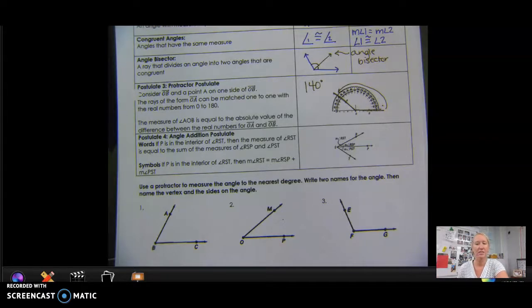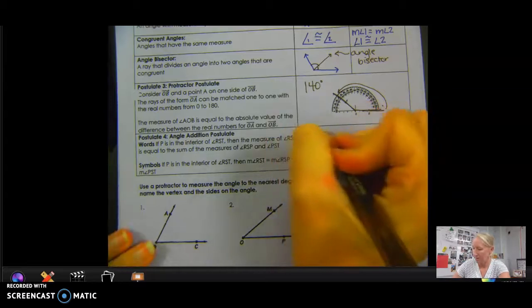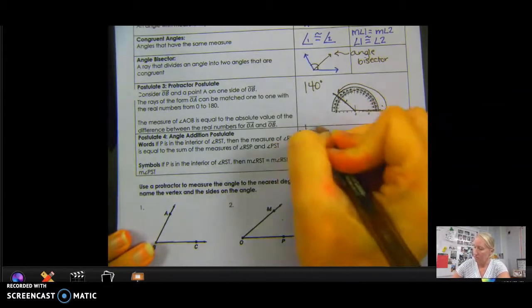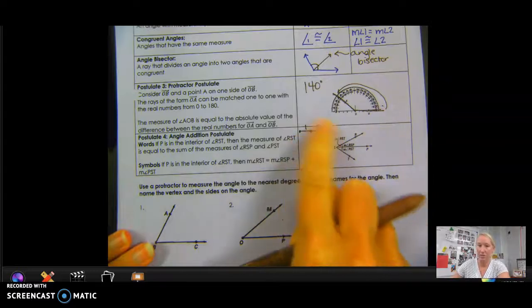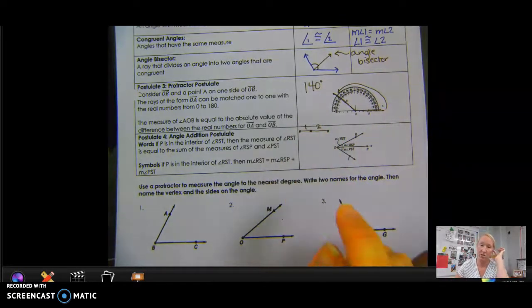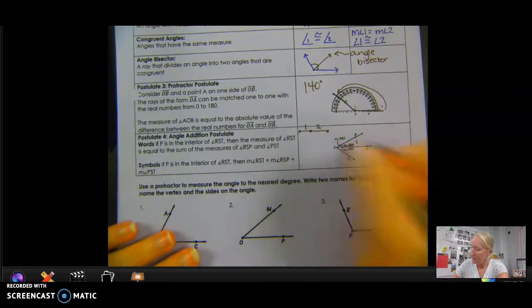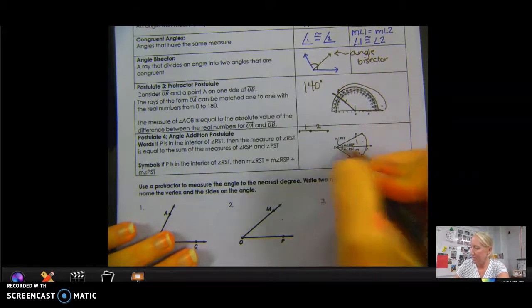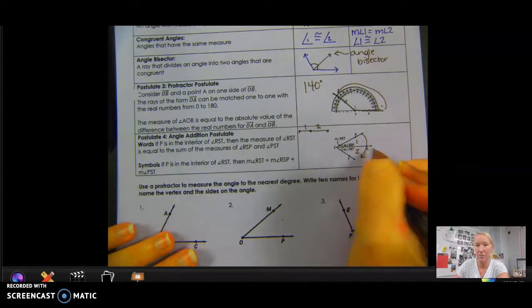Angle addition postulate, similar to segment addition postulate. On segment addition postulate, we had a segment, and then we had a point somewhere on it, and we said segment 1 plus segment 2 equals the whole segment. Well, angle addition postulate is similar to that. Angle 1 plus angle 2 equals the entire angle. And if ray SP had been an angle bisector, we would have known that angle 1 is equal to angle 2 also, so that's additional information.